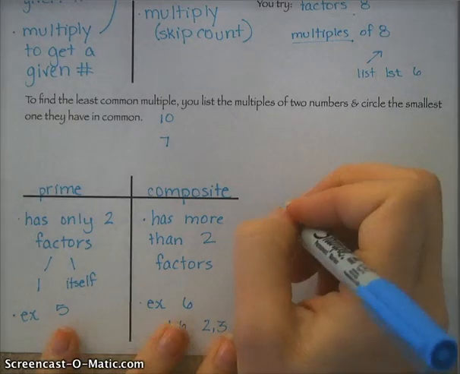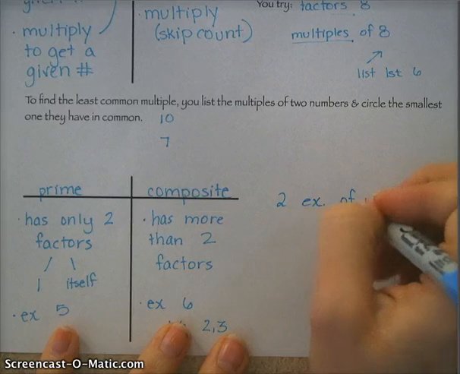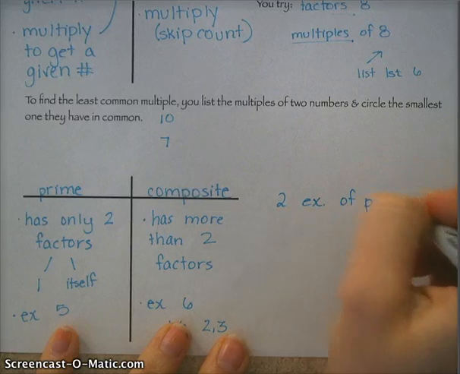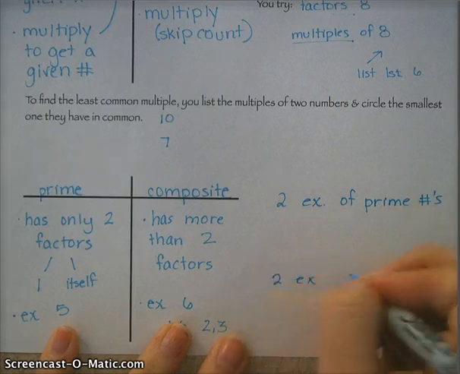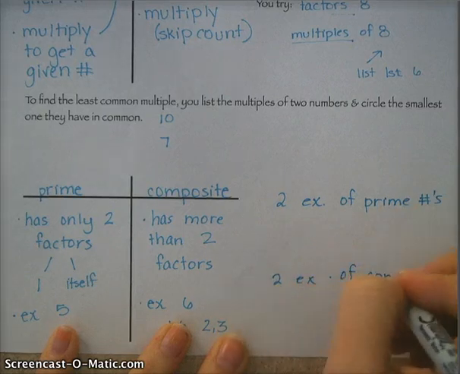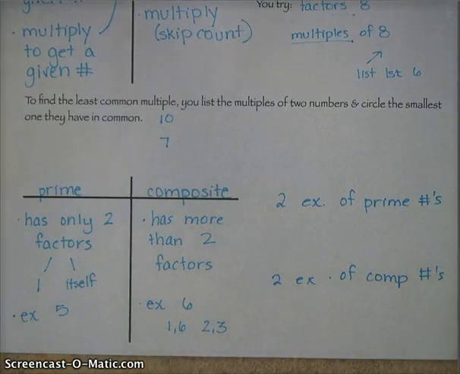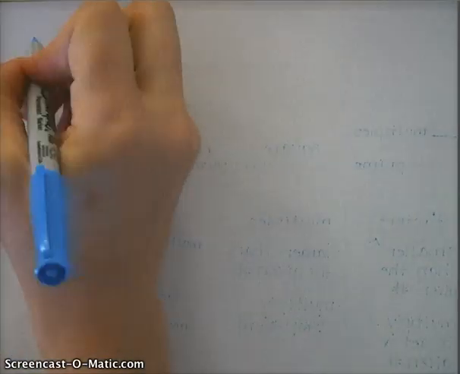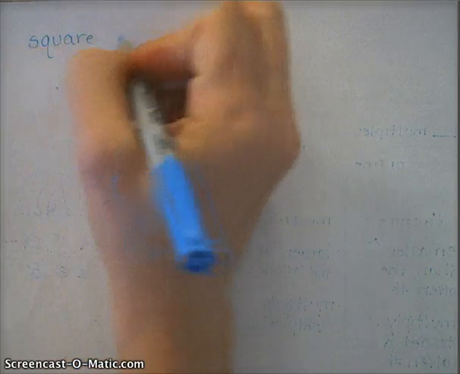So I want you to give me, on this side, 2 examples of prime numbers, and I would like 2 examples of composite numbers. So go ahead and write those down, and then flip your paper over because we're going to take some notes on the last part. Alright, so on the back of your paper we're going to talk about the last learning goal, which is talking about something called square roots.